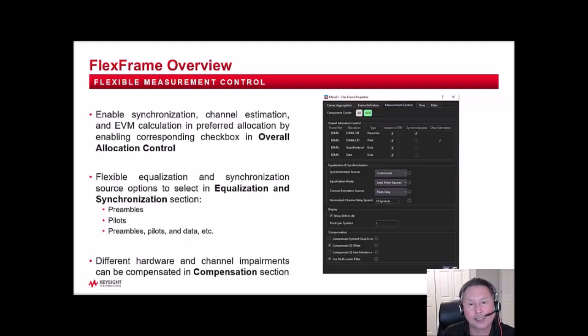Equalization and synchronization section allows the user to choose synchronization and channel estimation sources. For example, if the user wants to use the preamble for synchronization and the pilot for channel estimation, the corresponding selection can be done here. Two equalization methods are supported by Flex Frame, which are zero forcing and least mean squares. This can be selected in the equalization mode. In zero forcing, the channel equalization is done in the frequency domain by taking the inverse of the frequency response. In least mean squares, equalization is done in the time domain to minimize EVM.